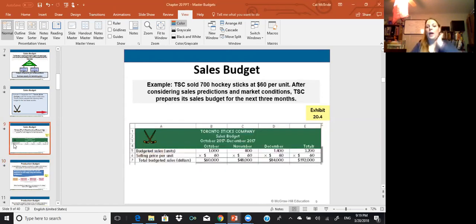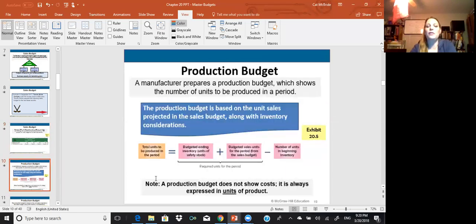So if I say I'm going to sell 1,000 units in October, what I'm going to look at is how many units I want to have at the end of the month to start out the next month. Let's say I want to have 100 units on hand at the end of the next month. So I need 100 units plus my 1,000. So I need 1,100 units. And then I say, well, what do I have already made? Maybe I have 50 units already made. So I subtract that. And that's how I know how many units I need to produce.